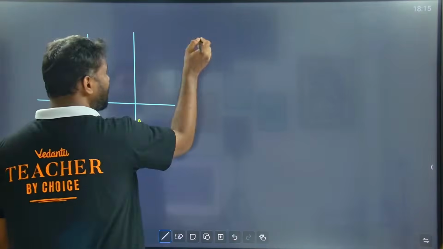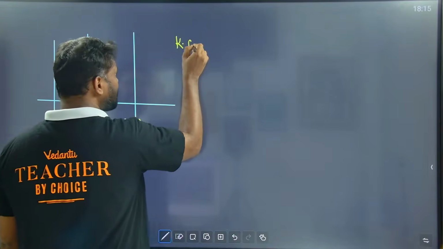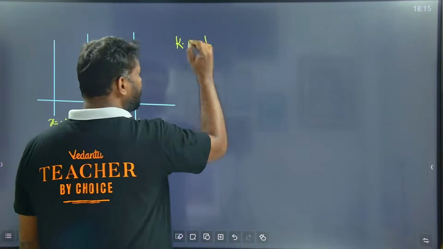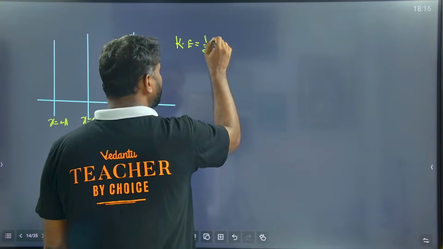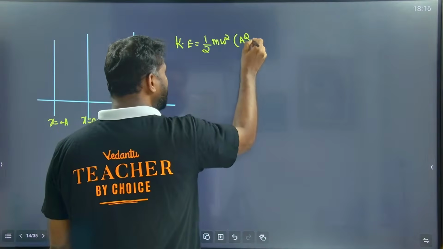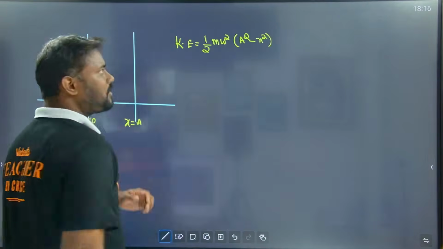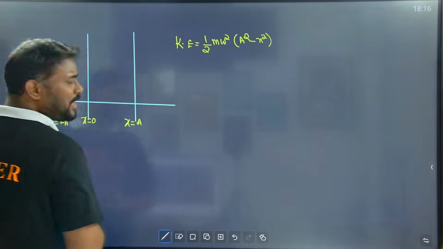How can we represent kinetic energy? We can represent the kinetic energy as half m v square, right? We can write half m omega square (A square minus x square). So I'm writing this equation, right? When x is equal to 0, what do we get? You will get the maximum value.